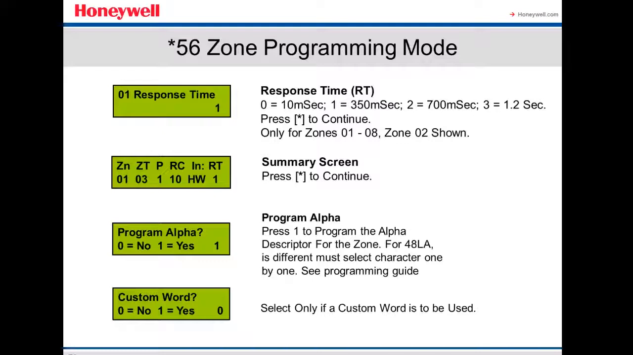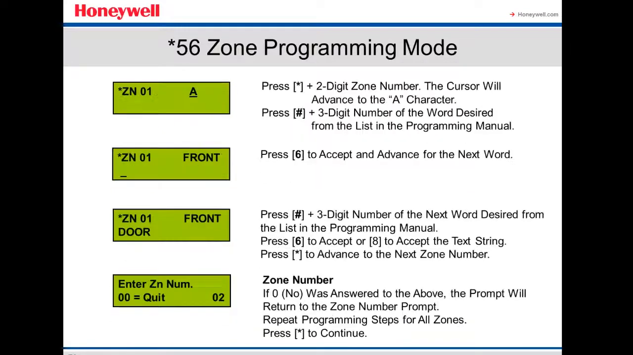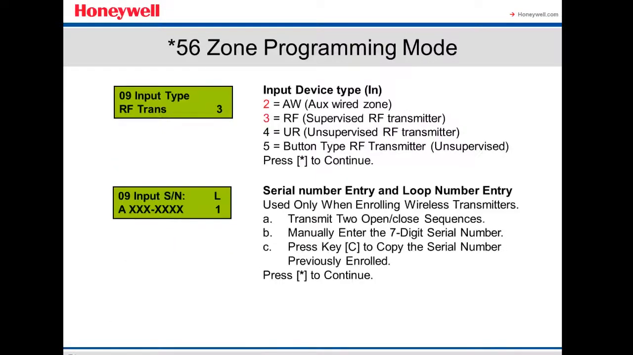Program alpha means that if you're going to put a name on the zone, instead of your keypad telling you there's a trouble in zone 1 or 2, you can put something like front door, exit door, or garage, etc. This is how you do it. We're not going to go over this right now. And this is for the wireless devices.